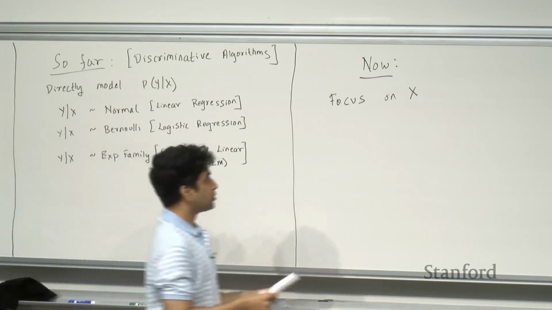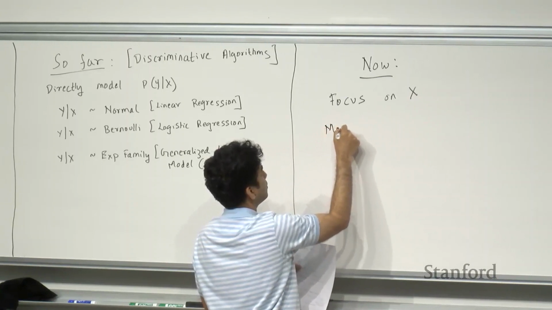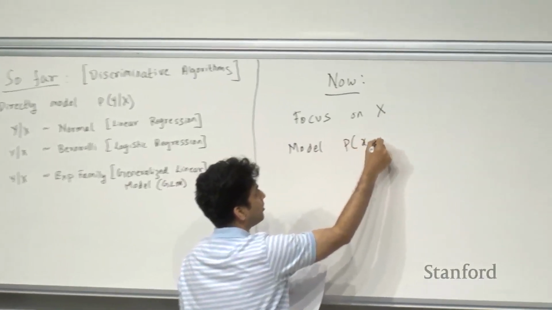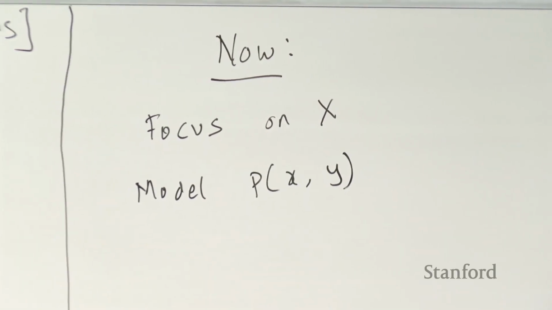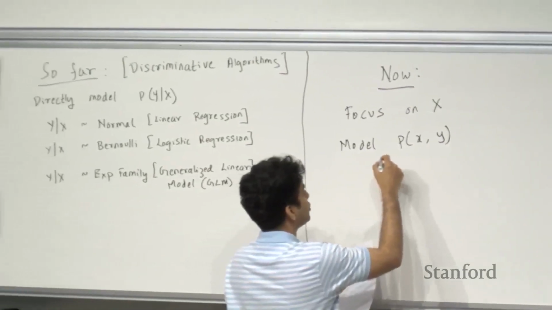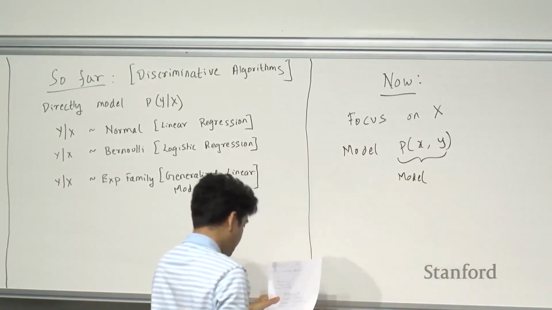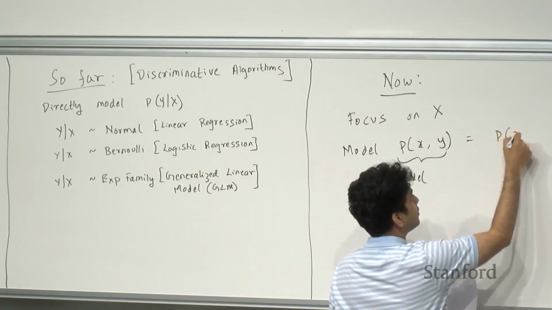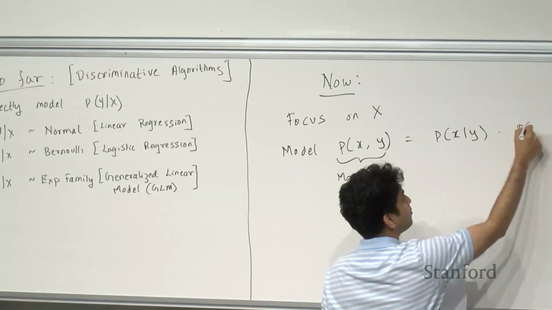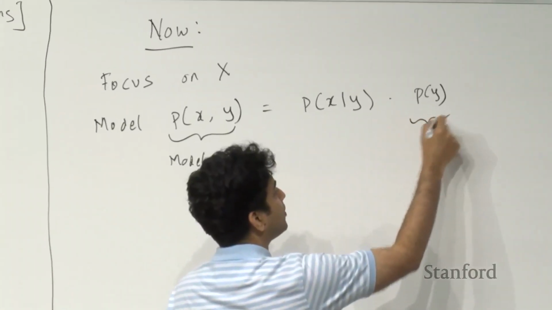Right? But now we're going to focus on x, and we will model P of x comma y. Instead of modeling P of y given x, that was the conditional distribution, we're now going to model P of x comma y, that's the full joint distribution. Right? And this joint distribution is also commonly called the model. And we see that this can be factorized using the chain rule of probability into P of x given y times P of y. Right? And P of y is also commonly called the class prior.